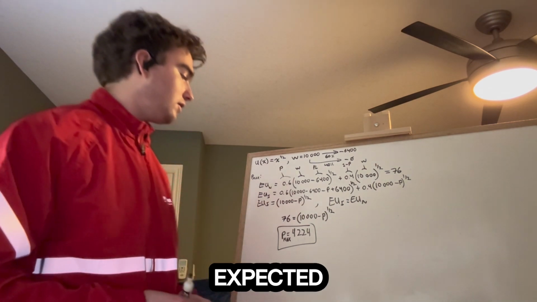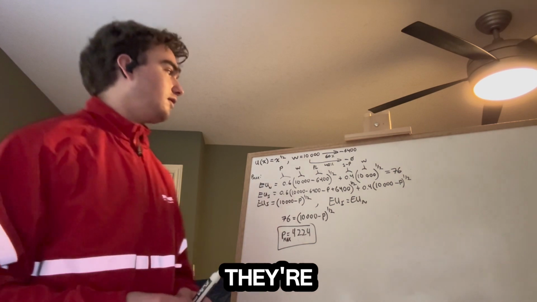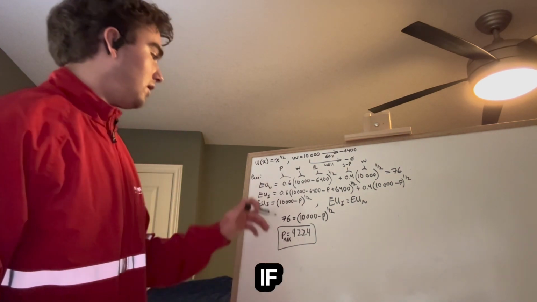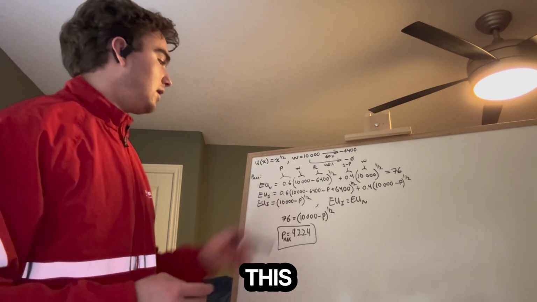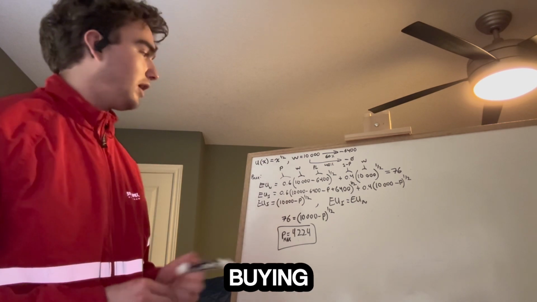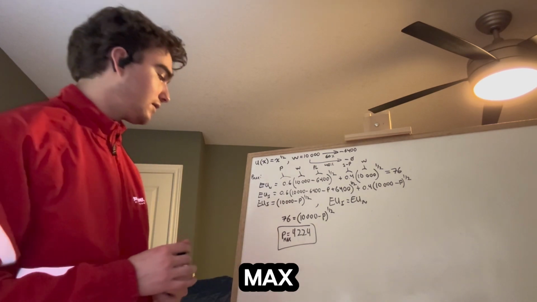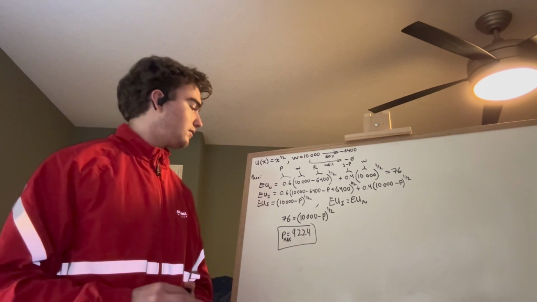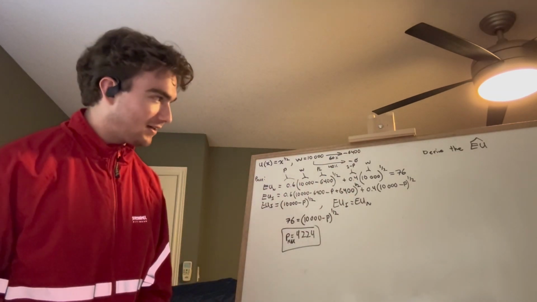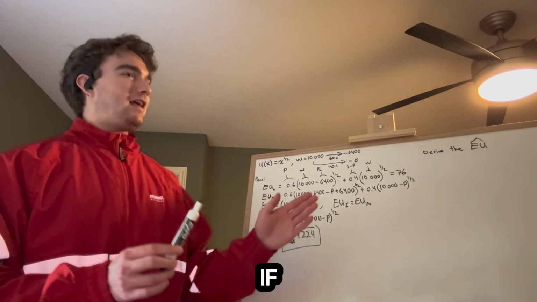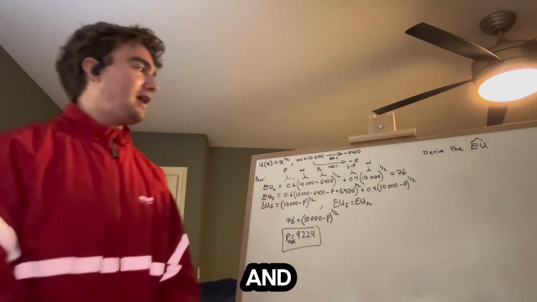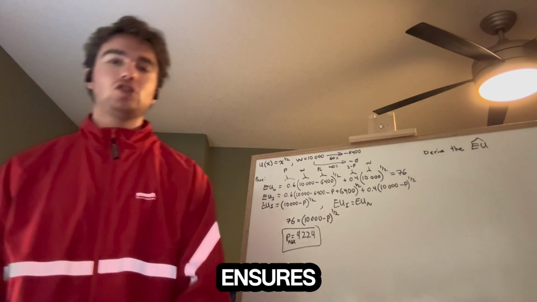They're losing expected utility. And if they pay less than that, then they're gaining utility. So this is like a net 0. If they pay that amount, this is going to equal 76, which is exactly the expected utility of not buying insurance. So this is the max. It's the Pmax. We need a probability associated with if the insurance company actually follows through and fully insures the accident.